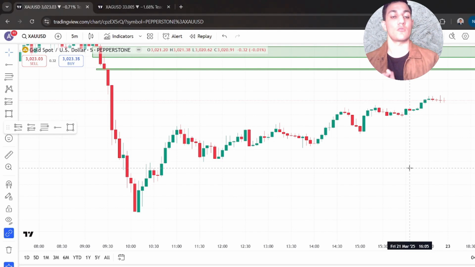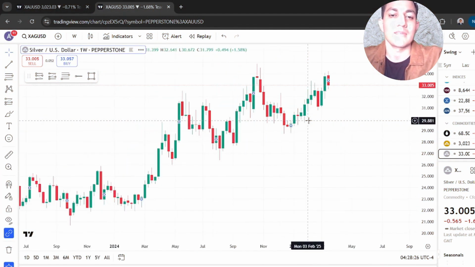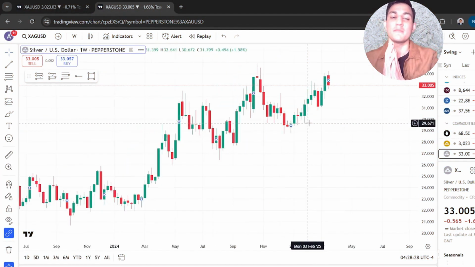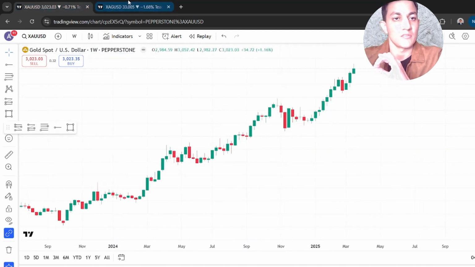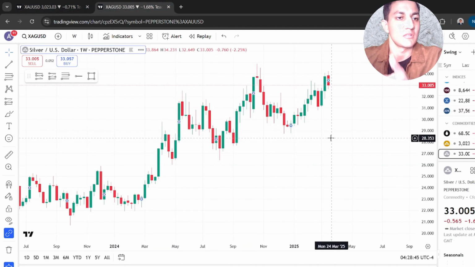I want to show you something called SMT divergence. I don't want to make it too complicated, but I want to show you how you can pick the best setups, right? Because if you're trading, let's say 2 pairs, you want to be trading the best setup on the day, right? So what you need for this is a very similar market. Gold and silver are very, very similar markets, right? It's pretty self-explanatory. They're both precious metals. We can compare these two markets.